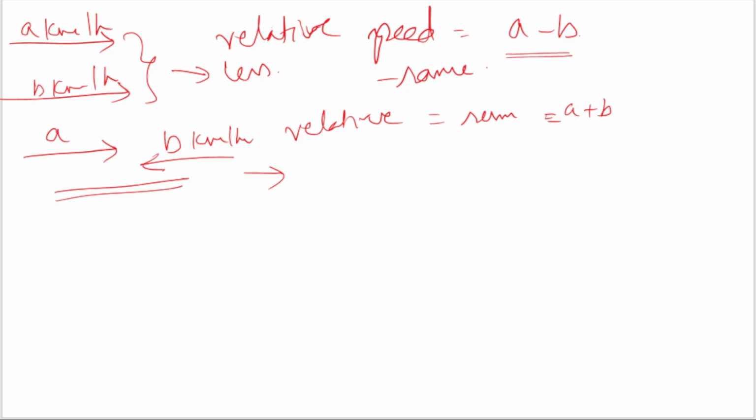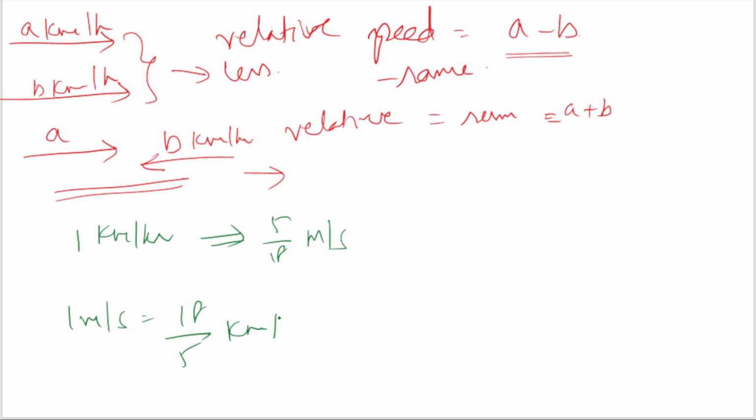And how do we convert the speed from kilometers per hour to meters per second? See, 1 kilometer per hour is equal to 5 by 18 meters per second, and 1 meter per second is equal to 18 by 5 kilometers per hour. Now we will start solving the questions.